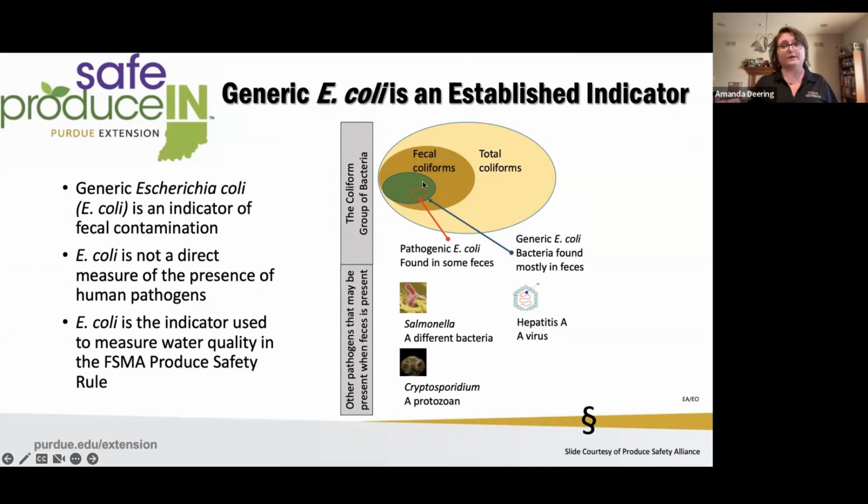So when I test for generic E. coli, that doesn't mean that water is going to make somebody sick. That just means it's an indicator that something's not good in there, right? So not necessarily any pathogens, but it just means, like, you know, something's wrong. So again, we don't usually test for some of these other things, just because we know this E. coli, it's pretty cheap to test for, and it's a good indicator that contamination is present.